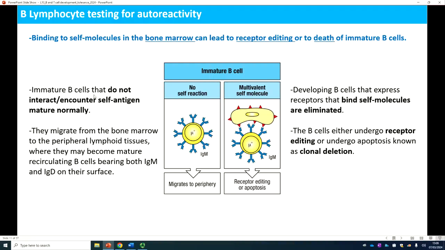So on the left here, we have an immature B cell. It's not encountering any self-antigen. So what happens is it can migrate into the periphery and into the lymphoid tissues, where it will start to express IgD as well as IgM. However, if we have a B cell that is interacting with self-antigen, that's obviously a potential problem. So those cells can be eliminated by apoptosis, but they can also undergo receptor editing. This gives the cell a second chance to tweak its light chain genes.